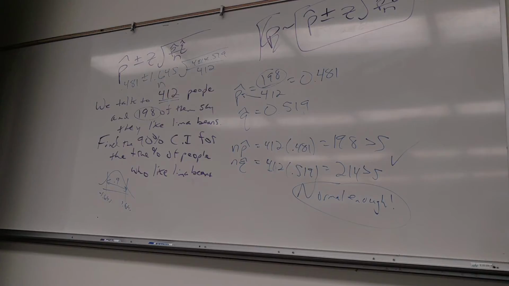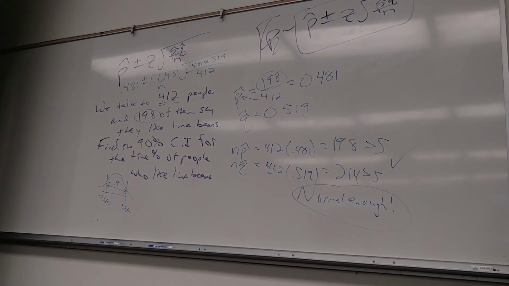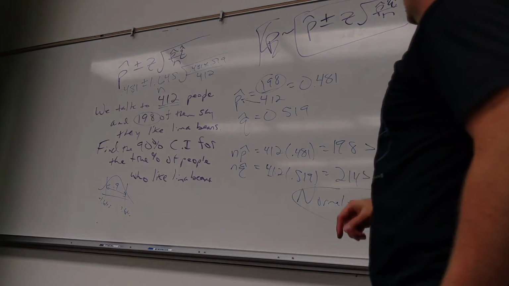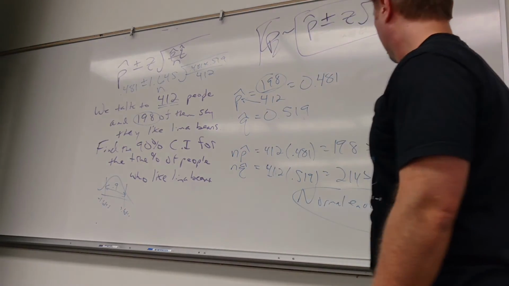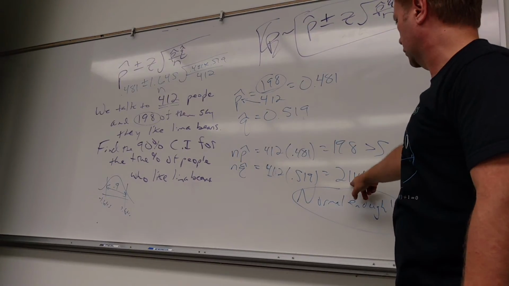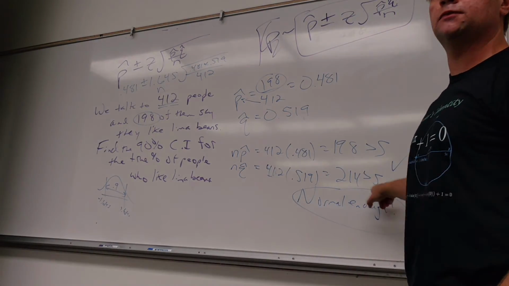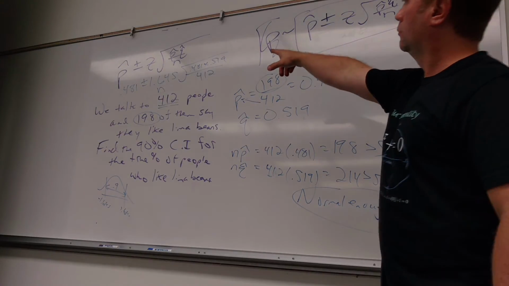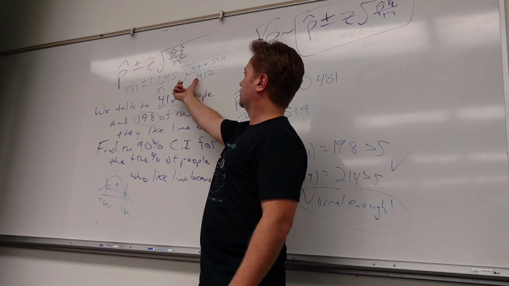What do I start with here? What's the number you have there next to the check mark? Under it, 198 is greater than 5, and 214 is bigger than 5. And Q hat is 214, and that's bigger than 5. So they're both bigger than 5, so it's normal enough. What part of this do I do first? The error. Beautiful. So do this part first.